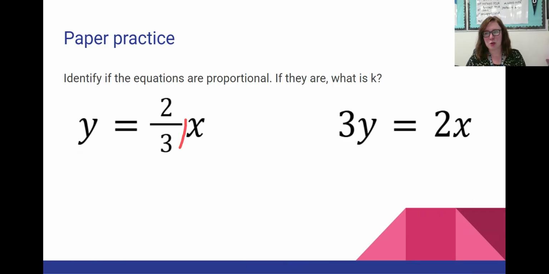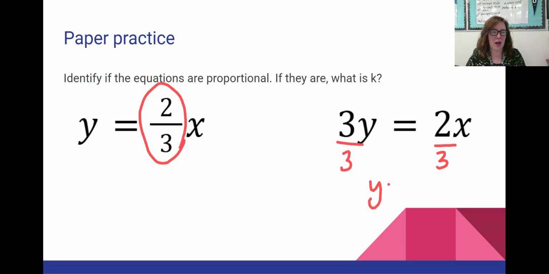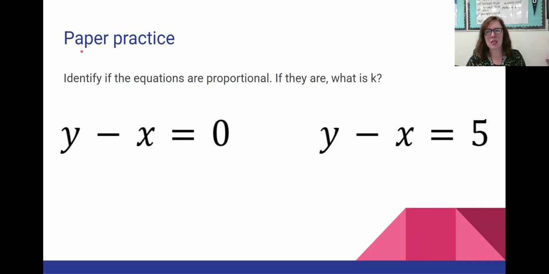Okay, yes, proportional, and k is 2/3. We don't know yet, so let's divide both sides by 3. Y equals 2 over 3x, and look at that. It is proportional, and it's the same thing as before. 2 over 3 is k. All right, let's add x to both sides because we're trying to get y by itself. So now we have y equals x, and yes, it's proportional, but we don't see a number here for k. Well, that just means there's an invisible 1, so k equals 1.